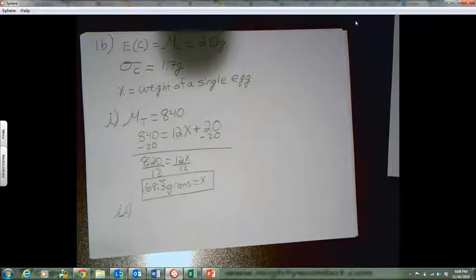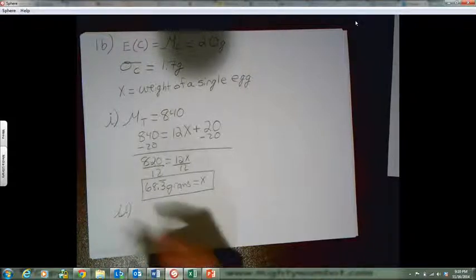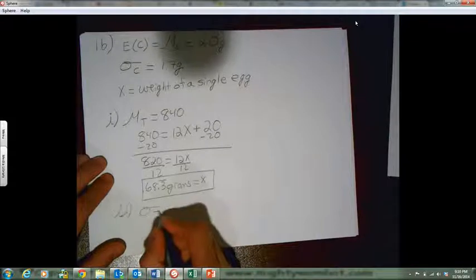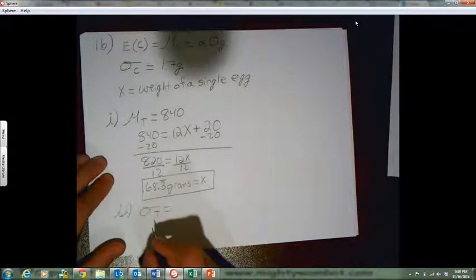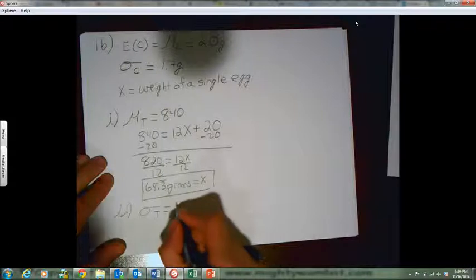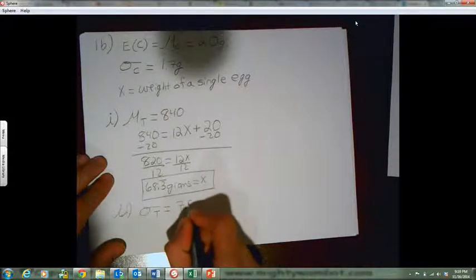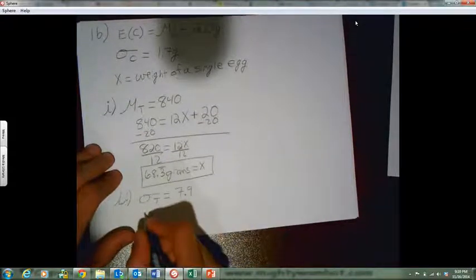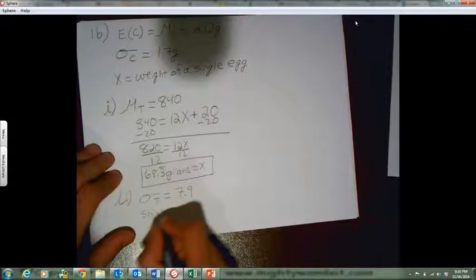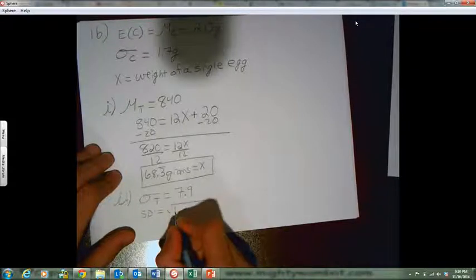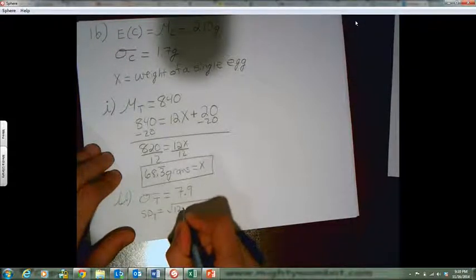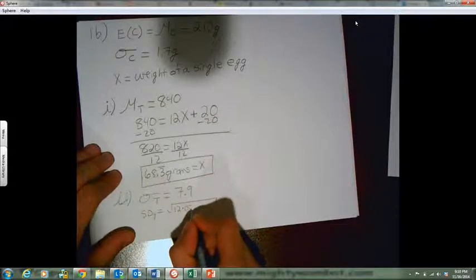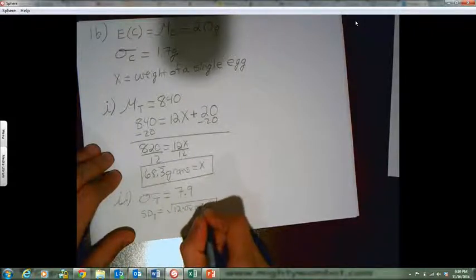Anyways, the way to solve this problem is we know that the standard deviation of the total is equal to 7.9. The formula for the standard deviation of the total carton will be the square root of 12 times the standard deviation of the eggs, so of X, plus the standard deviation of the carton.